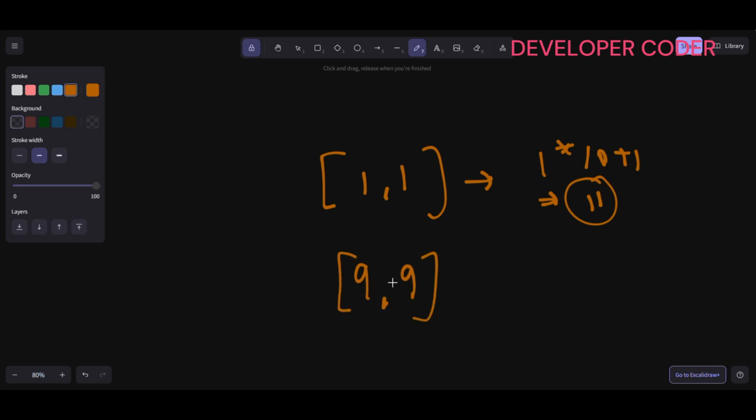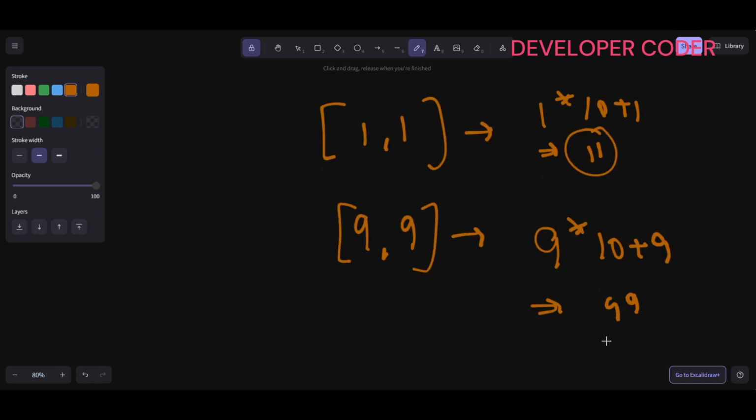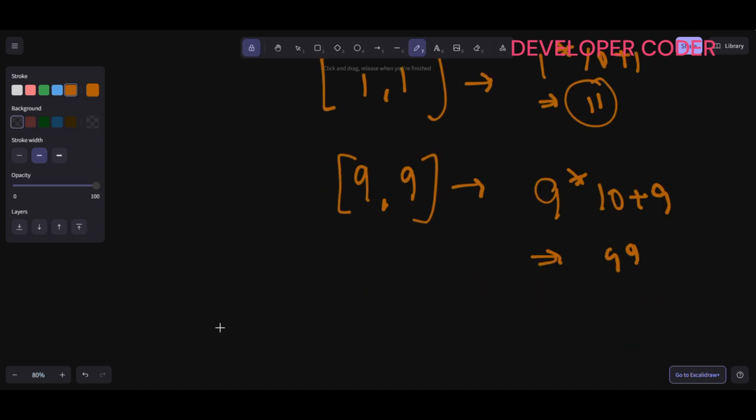Okay, this is the max possible, right? In both sides we have 9, 9 only. So what we are going to get is 9 into 10 plus 9, 99. So what I'm going to do is create one nums array, and I will give it the size 100.